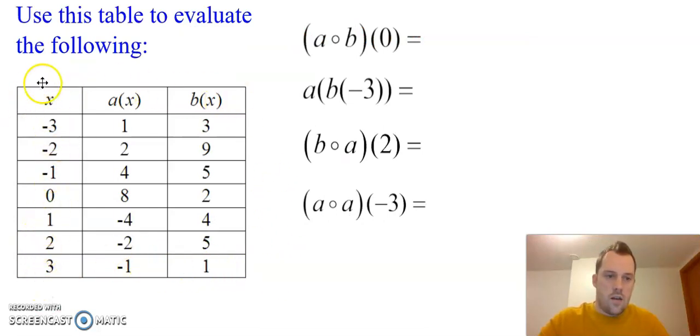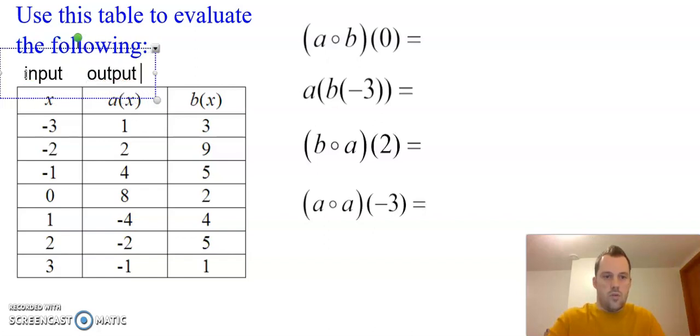So we've got our table here. Notice that we've got an input column for x, and we have two different output columns, depending on whether we're using the a function or b function. So we can label this as input, this is output for a, output for b.